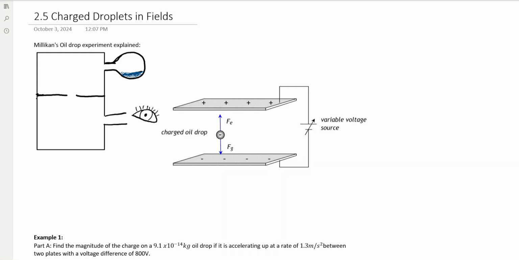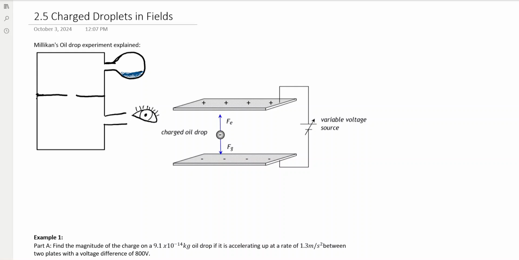Hello and welcome to my video, lesson 2.5 on charged droplets in electric fields. If you haven't yet watched my electric fields video, and especially the parallel plates video, then please go back and do that, because it won't make sense without that.